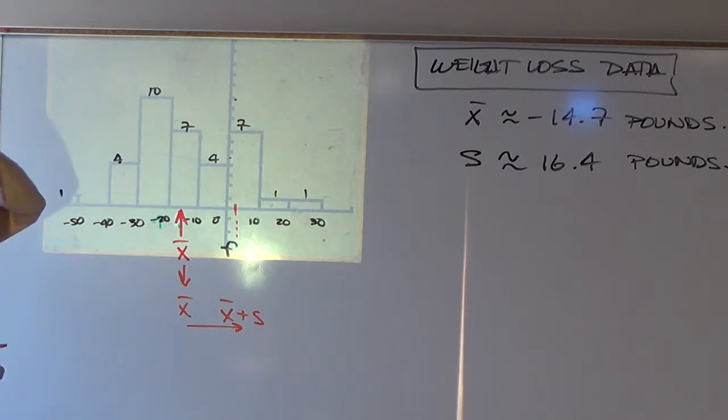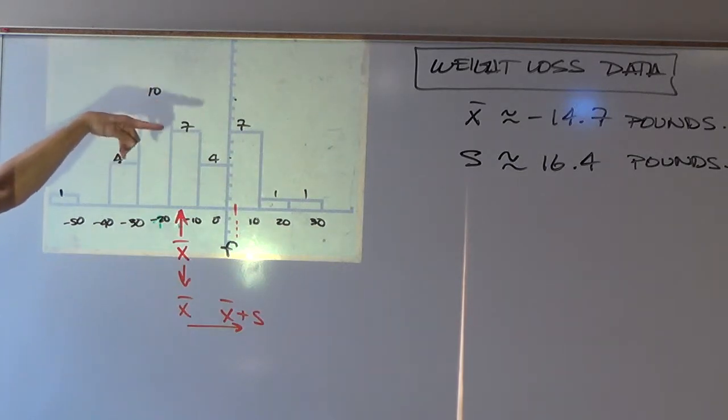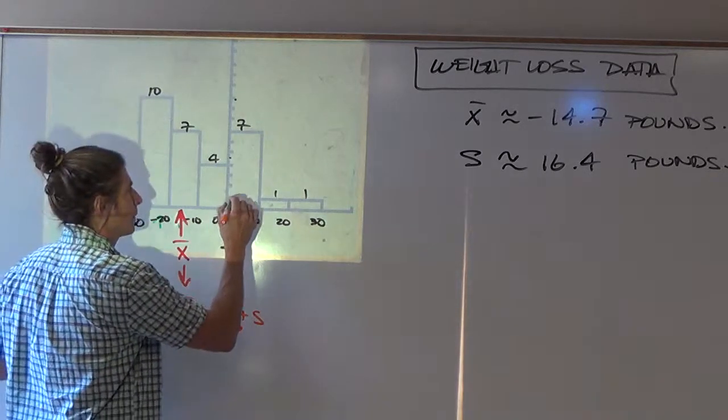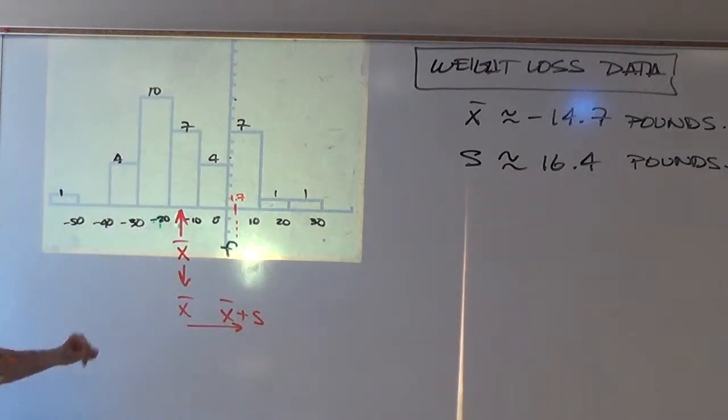1.7? Did I do that right? 16.4 minus 14.7, is it 1.7? I think that's right. Check my math on that one. Always check my math. I kind of suck at it. I'm okay with the stat, terrible with the math.